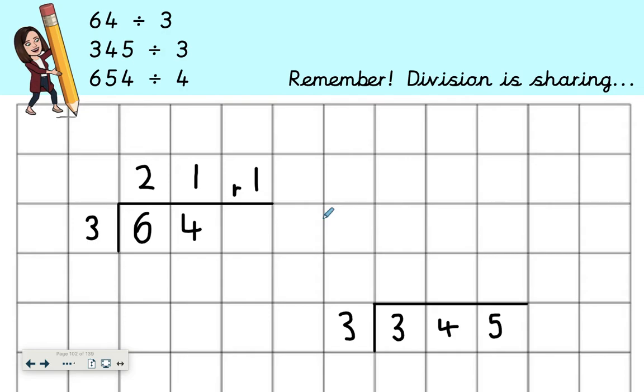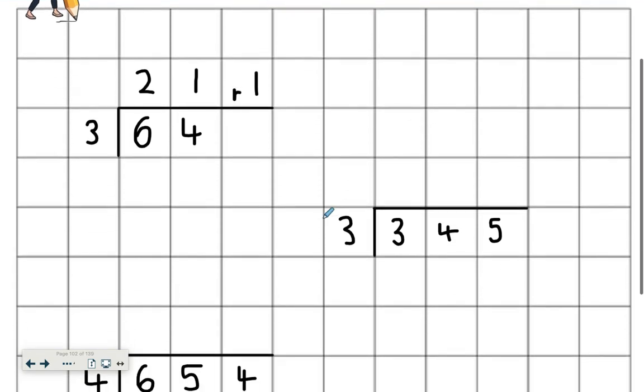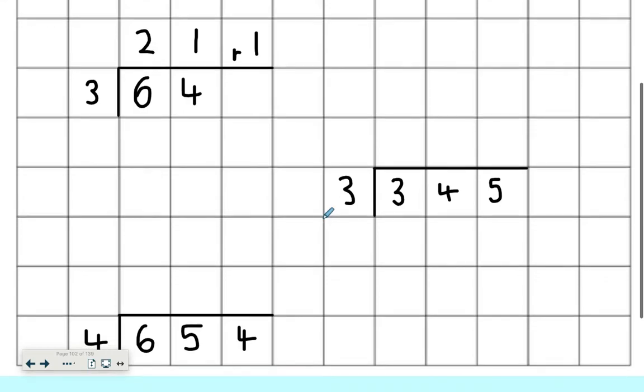As much as we know our timetables, it's a lot quicker because then we can remember how many we can get into one number. So let's go on to this one then. It's 345 divided by 3. Okay, so let's have a go.